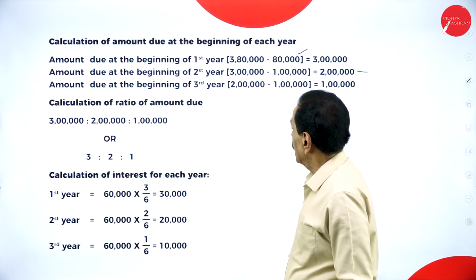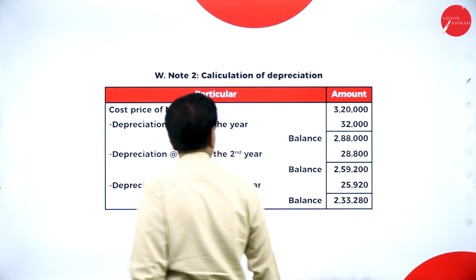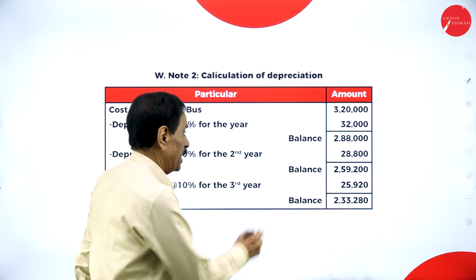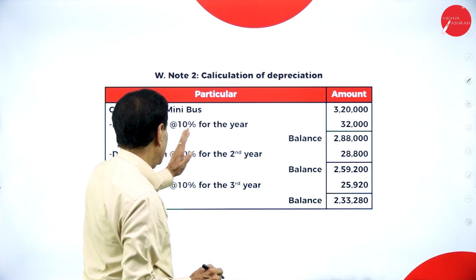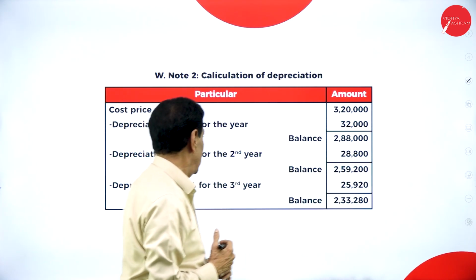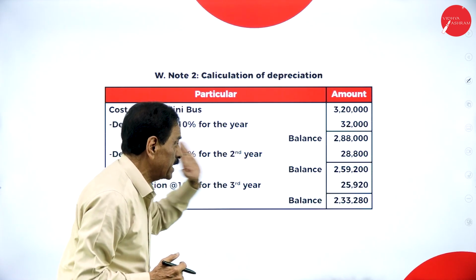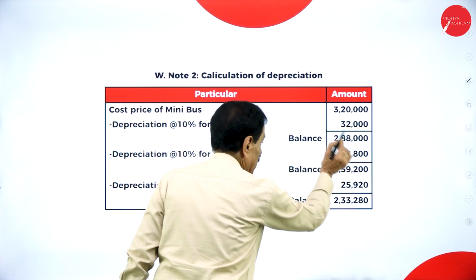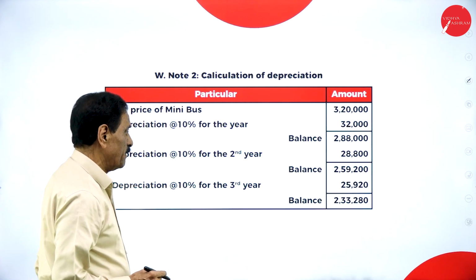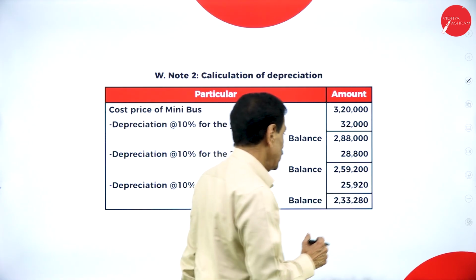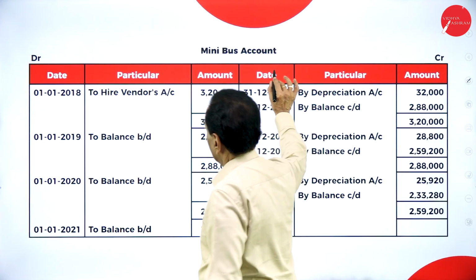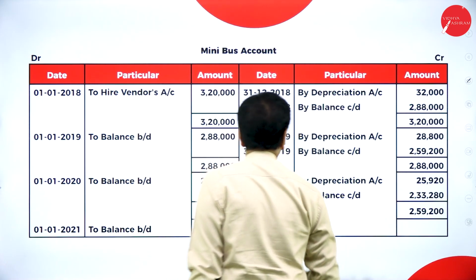We'll move on to the ledger now. Calculation of depreciation. Cost price of the minibus, 3,20,000. Depreciation at 10% for the first year, 32,000. Balance is 2,88,000. Depreciation at 10% for the second year, 28,800. Balance 2,59,200. Depreciation at 10% for the third year, 25,920. It becomes 2,33,280.